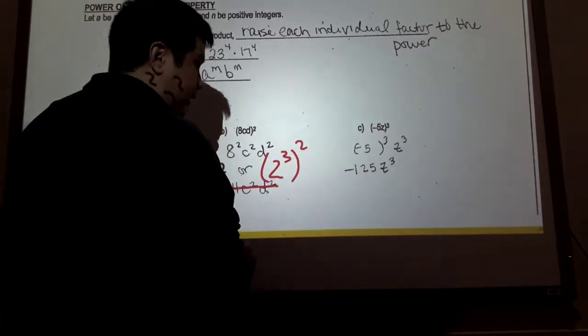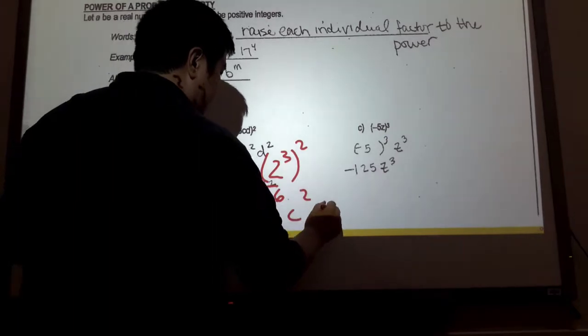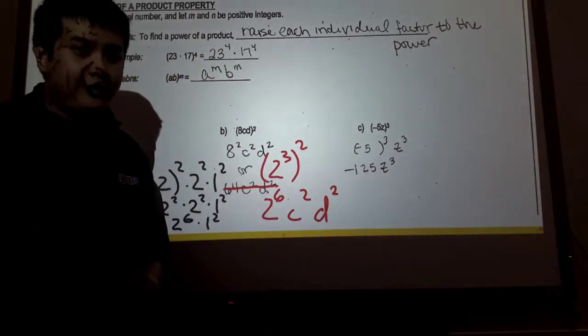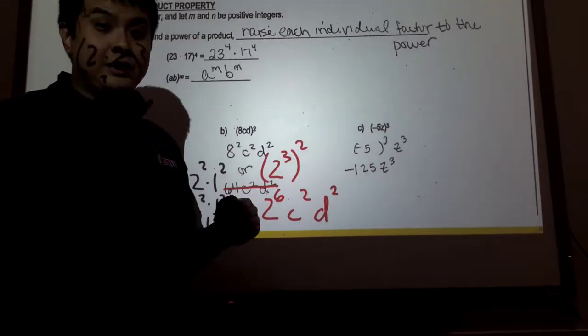Squared. So this could also be written as 2 to the sixth, c squared, d squared. Both are perfectly fine. Again, we'll see that this might have some advantages for us down the line.